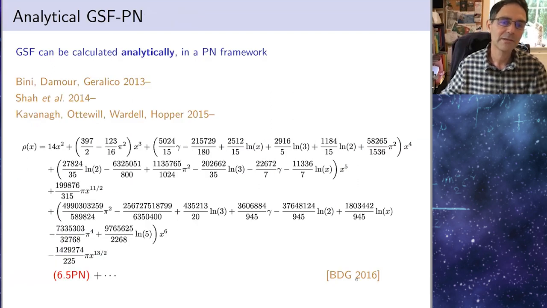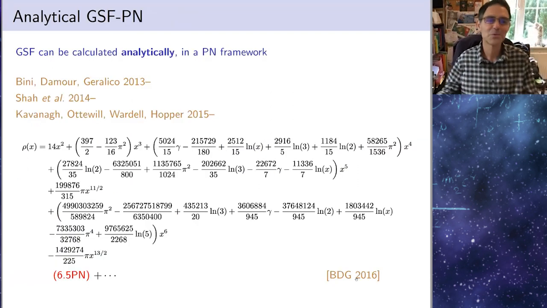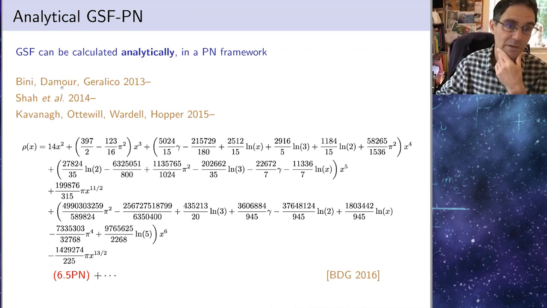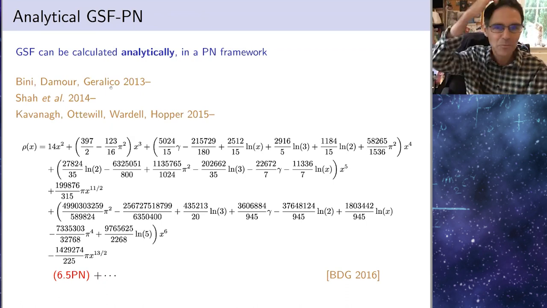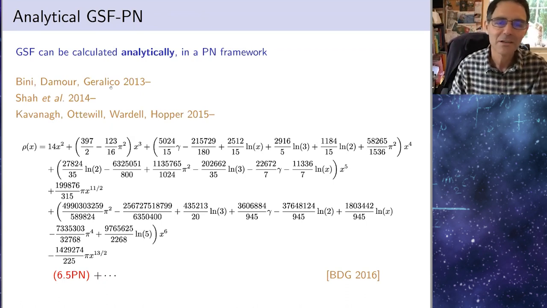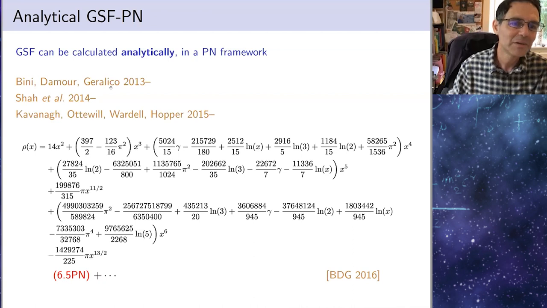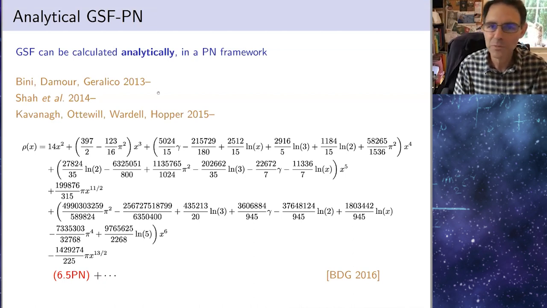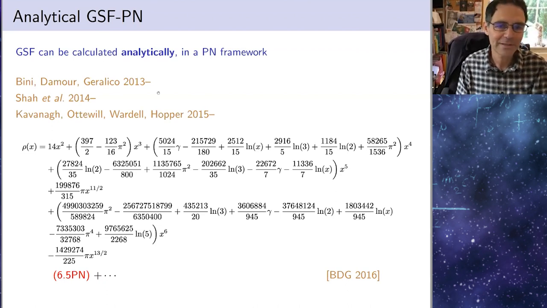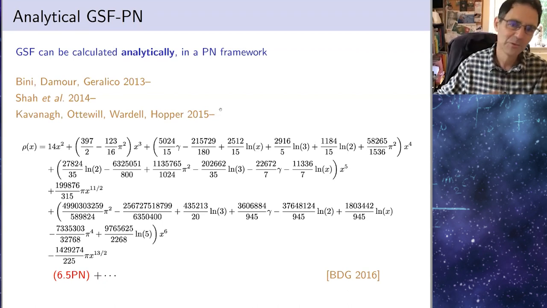And there started a very successful research program in collaboration with Donato Bini and later with Andrea Geralico, which quickly attracted many other participants, and soon everyone was crunching PN parameters. And I think it's fair to say that at some moment around this time, most of the people in the community were calculating post-Newtonian parameters, entirely bewitched by this. And it was a real tour de force.